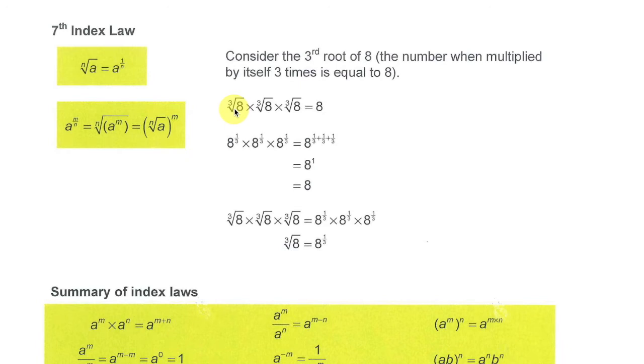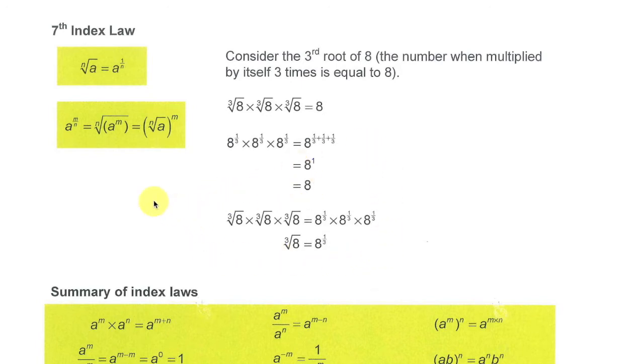And what I'm saying is that we can rewrite that third root of 8 as being 8 to the power of 1 on 3. And if we think about that, 8 to the power of 1 on 3 multiplied by 8 to the power of 1 on 3, it's going to equal 8 to the power of 1/3 plus 1/3 plus 1/3, which is 8 to the power of 1, which is 8. And there's some more proof there of that.